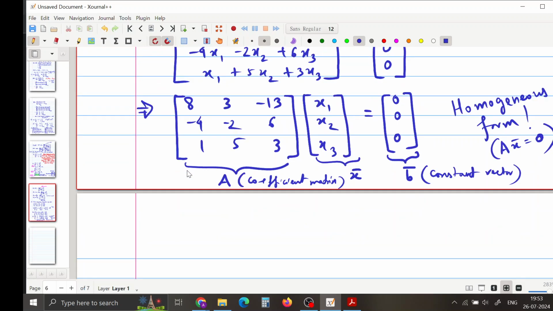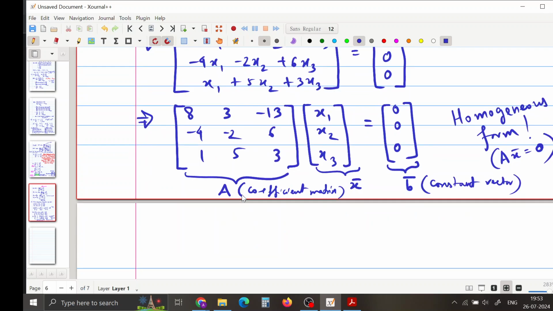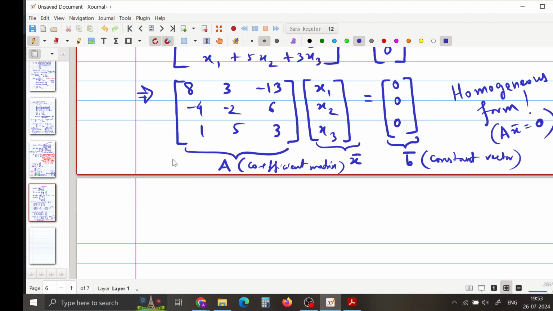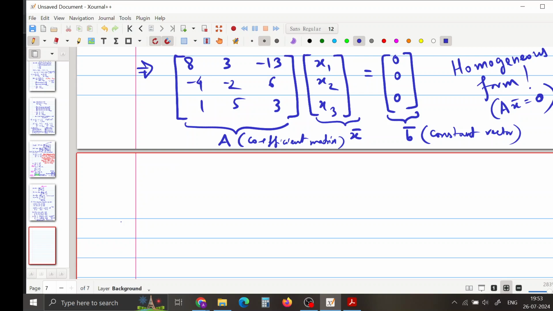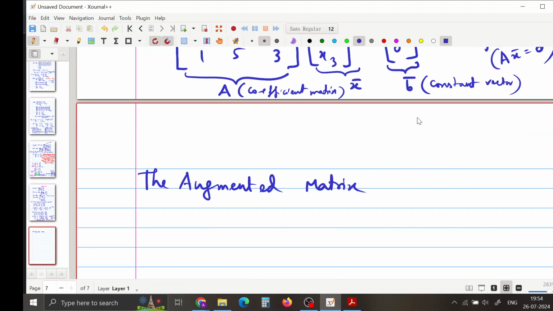So now what you need to do is, as I said, row reduction or elementary row operations, a method known as Gaussian elimination. The solution to the system of these three linear equations does not change. What you usually do is form an augmented matrix. What is an augmented matrix? You take this coefficient matrix A and you append the constant vector to the right of it, so you form a larger matrix like this.